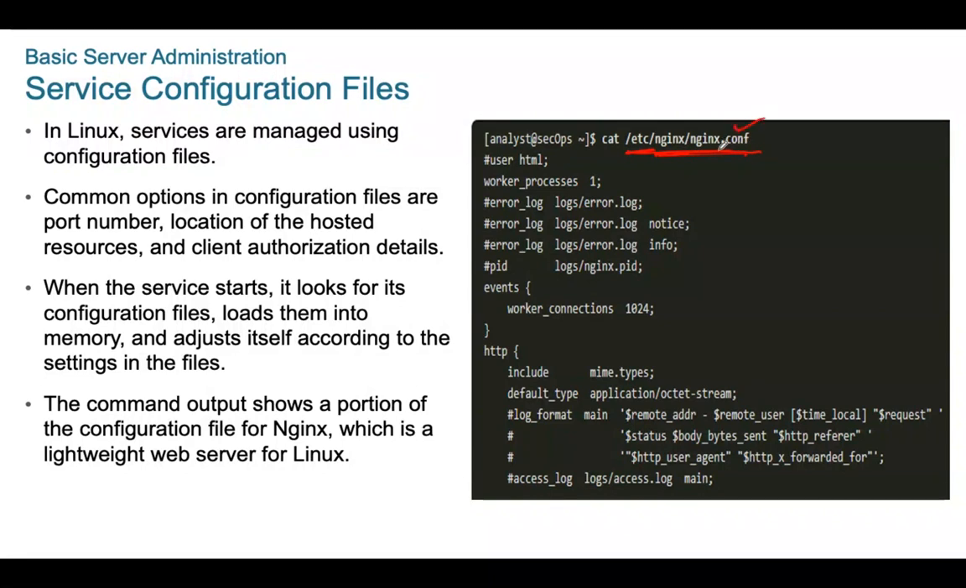To check what contents are in this configuration file, we use the cat command. The cat command is used to display the content inside that configuration file. By giving this command, it shows that the user is using the HTML protocol and what worker processes are there. It gives all the details of that configuration file. The common options in these configuration files are port numbers, location of the hosted resources, and client authorization details. These are very important.